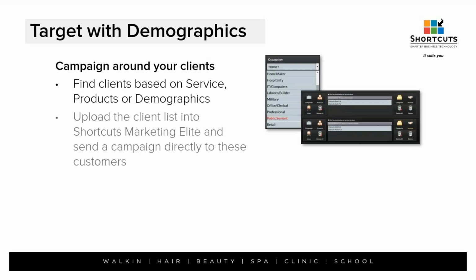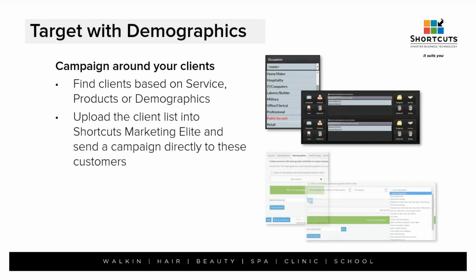In Shortcuts, you have a marketing tool, which allows you to set a list of clients based on certain criteria. Perhaps you're sending a list based on their occupation, what demographic that is, based on what service they've received or what purchases or what products they've purchased in the past. So Shortcuts can generate a list, and that list can be exported from Shortcuts and imported into Shortcuts Marketing Elite.